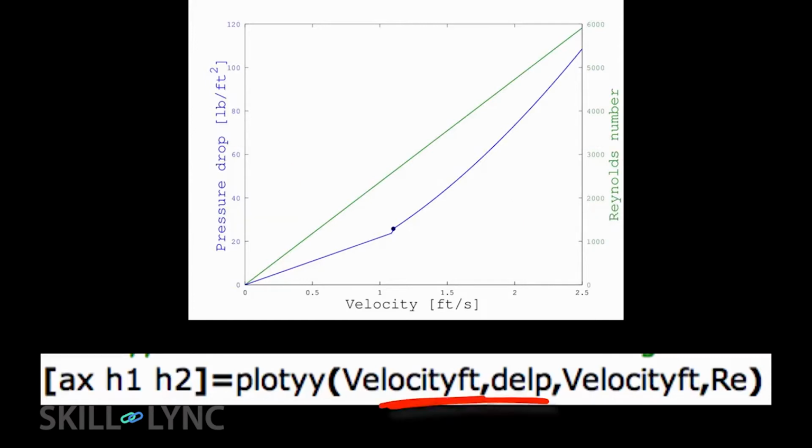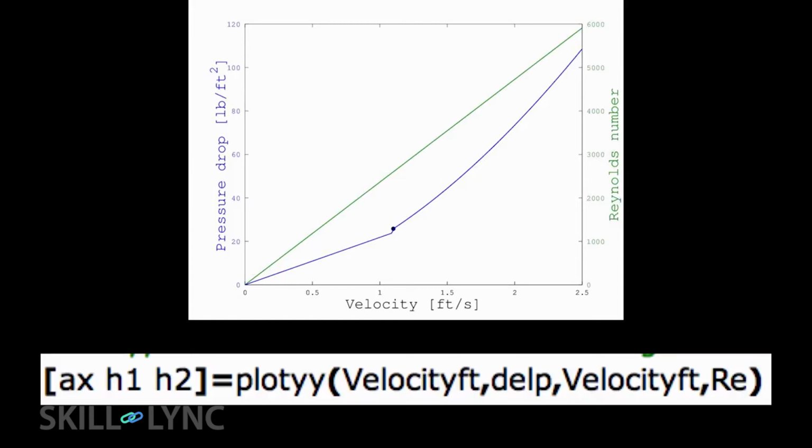First, we plot the pressure drop versus velocity. Here, pressure drop will be shown on the left-hand axis, and we are also going to plot Reynolds number as a function of velocity. And since we are using the plotyy command, the Reynolds number is going to be shown on the right-hand side y-axis.